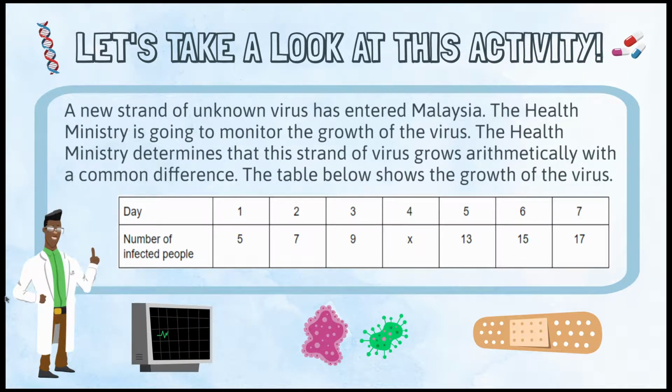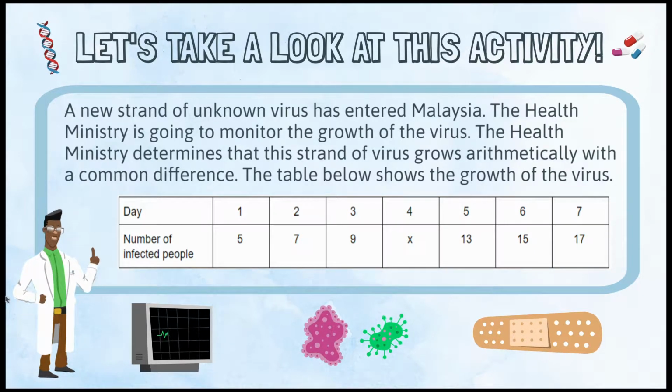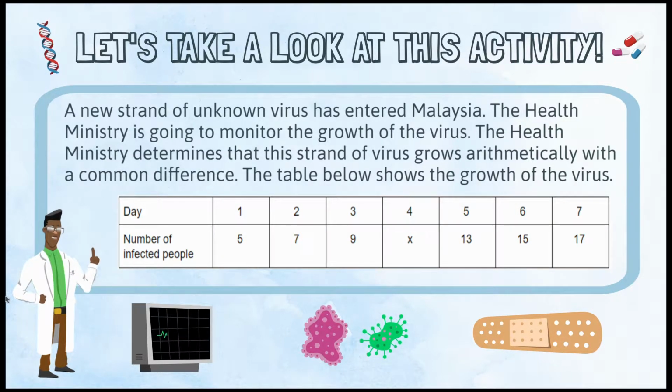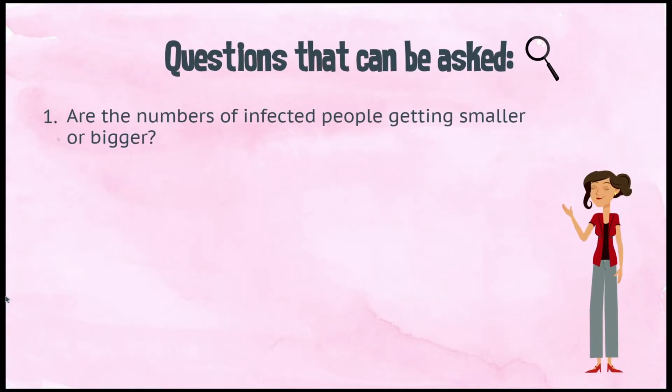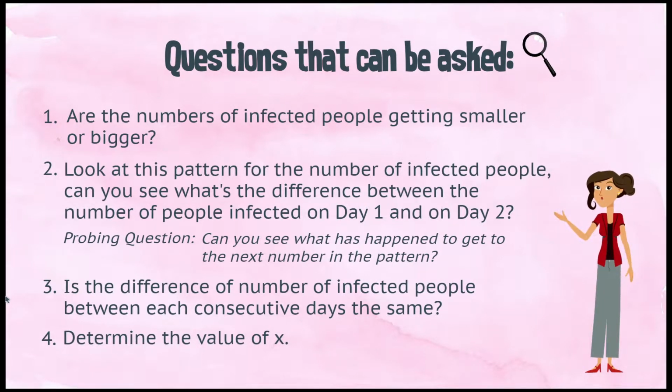A new strand of unknown virus has entered Malaysia. The Health Ministry is going to monitor the growth of the virus. The Health Ministry determines that this strand of virus grows arithmetically with a common difference. The table below shows the growth of the virus. For all of the students, these are the questions that can be asked based on this scenario.